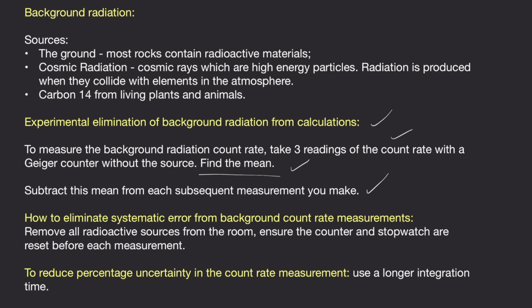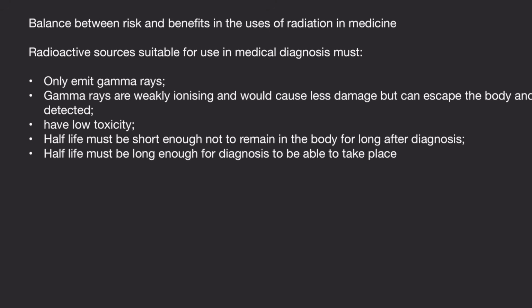If we're asked how to eliminate systematic error from the background count rate measurements, we need to ensure that we've removed all radioactive sources from the room. We ensure that the counter and the stopwatch are reset before measurement to avoid zero errors. To reduce the percentage uncertainty in the count rate measurements, we want to use a longer integration time. For instance, if we're measuring our count rate for 10 seconds, we could do so for a much longer time, such as 100 seconds.